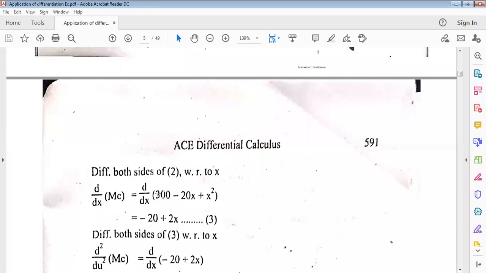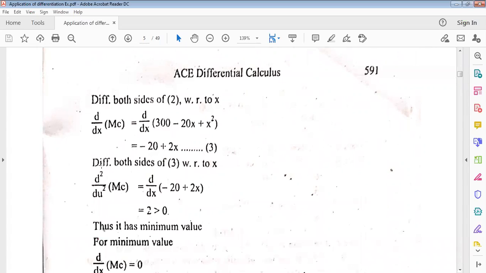Now 300 differentiation, what will it be? 0. Without a variable, the differentiation of a constant will be 0. Minus 20 differentiation of x is 1. This way only minus 20. Plus 3x squared differentiation, what? Only twice x, 2 into x to the power 2 minus 1, by formula, twice x. Now the first differentiation will be what?